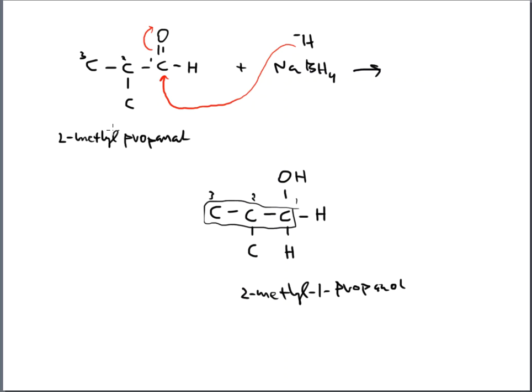So 2-methyl propanol reacts with sodium borohydride in a nucleophilic acyl addition reaction, breaking the double bond of the carbonyl group, forming 2-methyl 1-propanol as a product, where hydrogen from the sodium borohydride is acting as the nucleophile. Folks, there you go. There's the magic of organic.